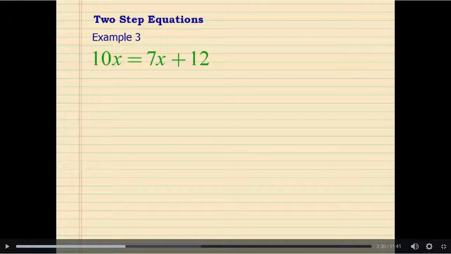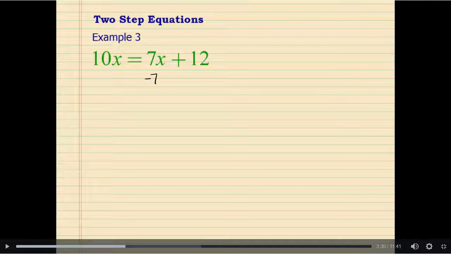Now we are going to look into two-step equations. To solve two-step equations, we are going to gather all the variables on one side of the equal sign. In this case, it will be easier to gather all of them on the left side.